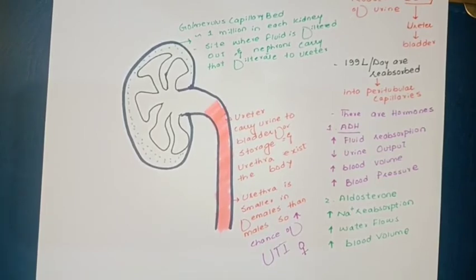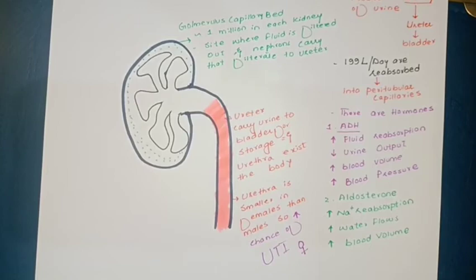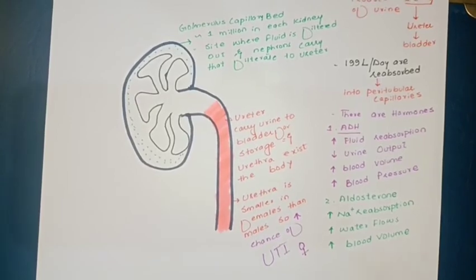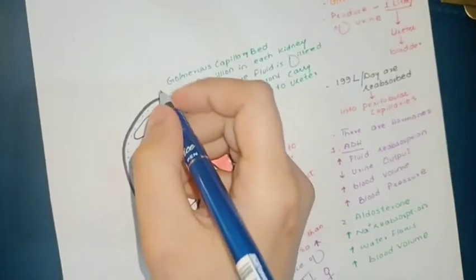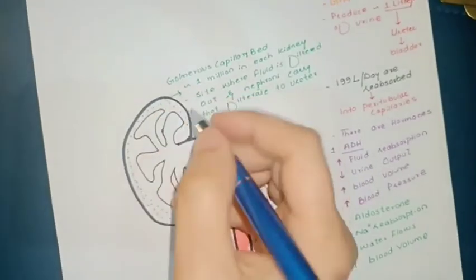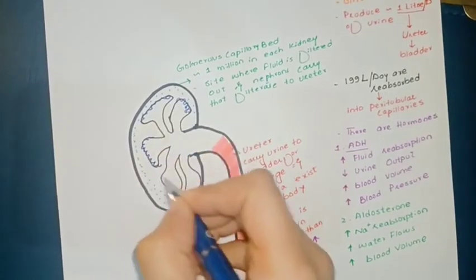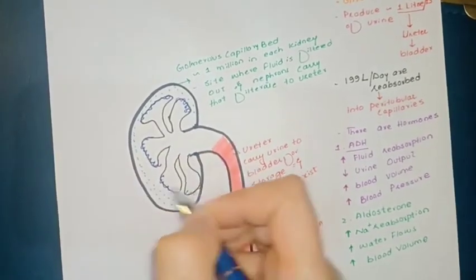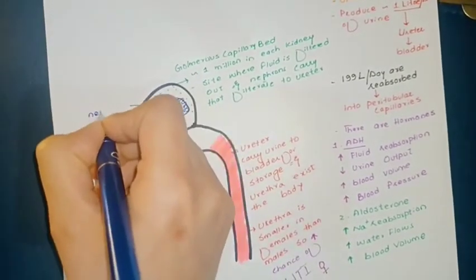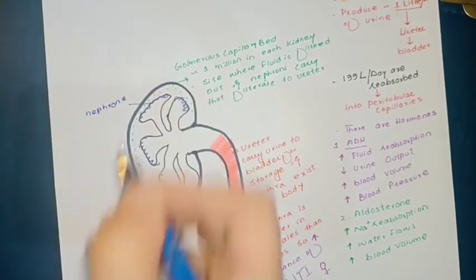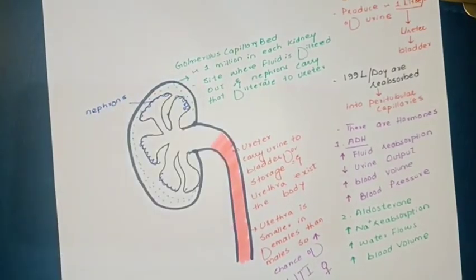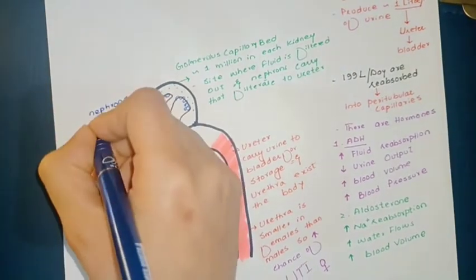Then you have the kidney nephrons. These are the nephrons present in the kidneys. You can see here that these are the nephrons which are present in the kidneys. The nephrons are present in the cortex of the kidney.